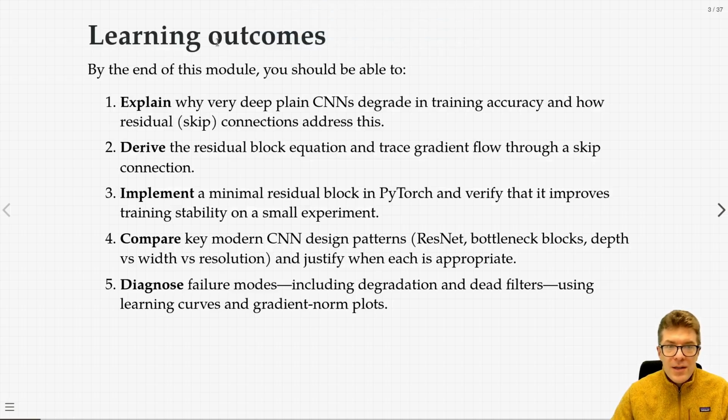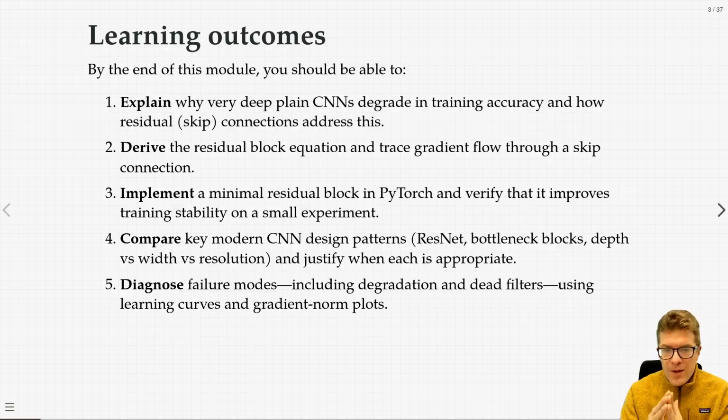Ideally, by the end of today, you'll be able to explain why very deep plain CNNs can degrade in training accuracy and how residual skip connections can address this. We'll define what a skip connection is. You'll be able to derive the residual block equation, or at least understand it, and trace gradient flow through a skip connection. Remember, we've seen gradient flow quite a bit up until this point, and we're going to revisit it within the context of this new skip connection, at a high level.